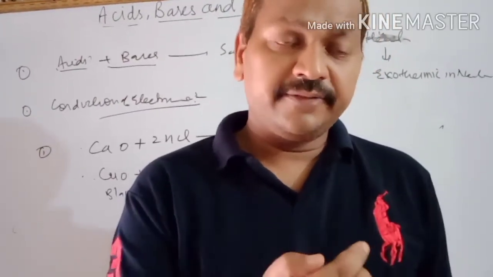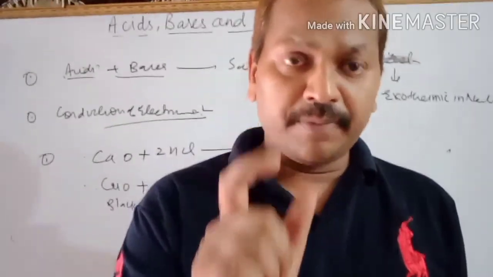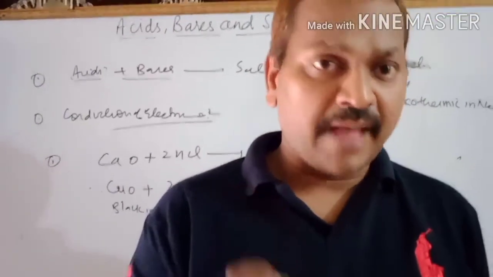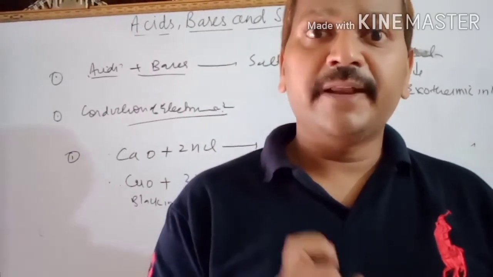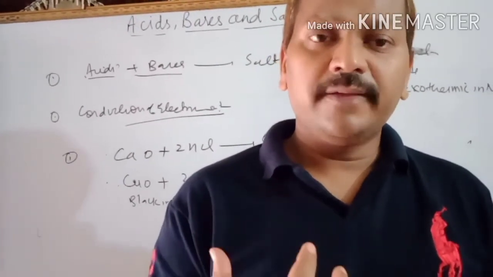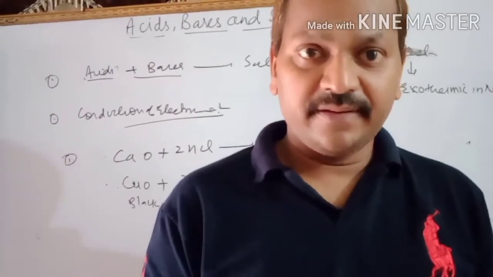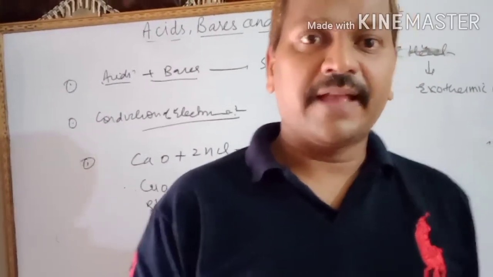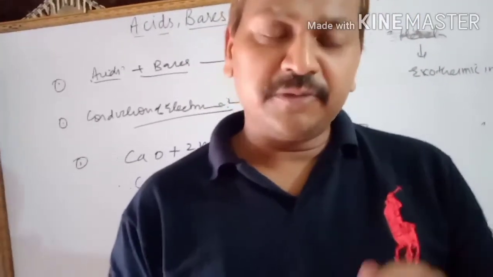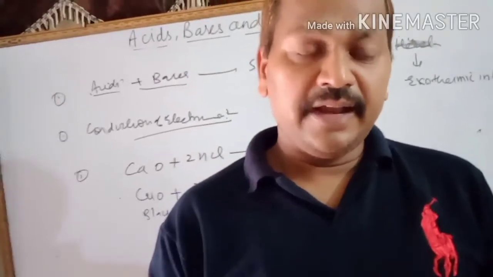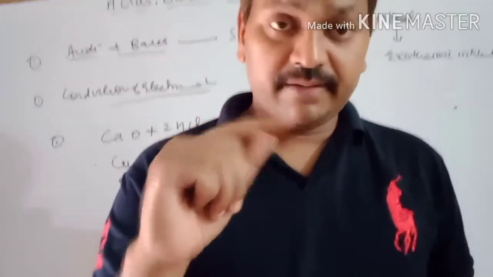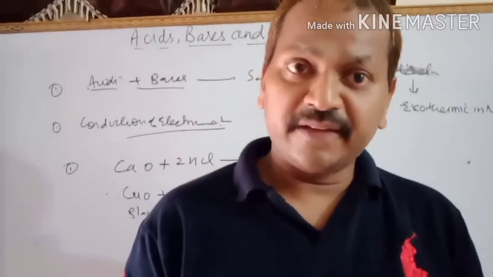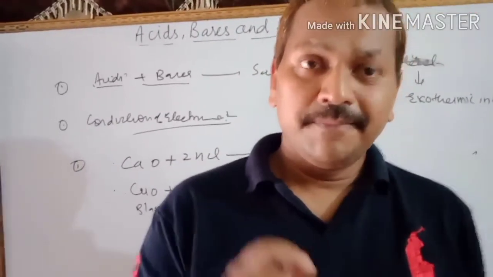Now we have taken up all the general properties of acids. Next we come to a very important property: the basicity of acid. Who decides it? The number of hydrogen ions present in the acid. Simple: HCl ionizes to give one H+ ion, so it is monobasic, basicity is 1.